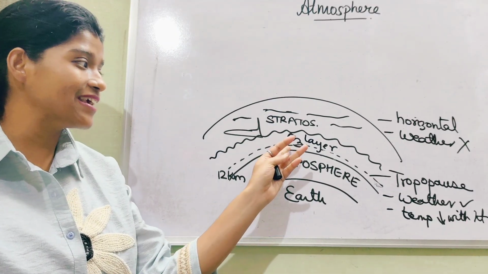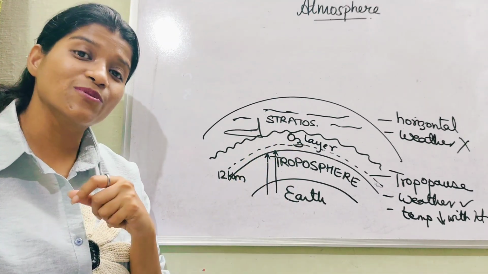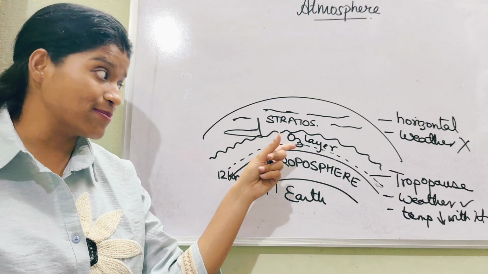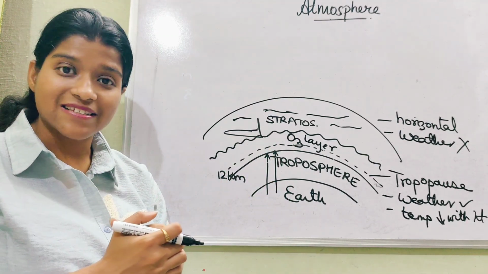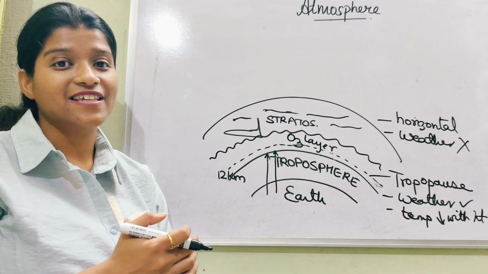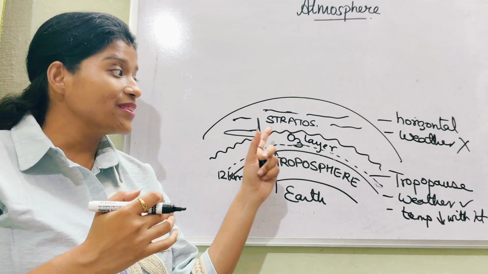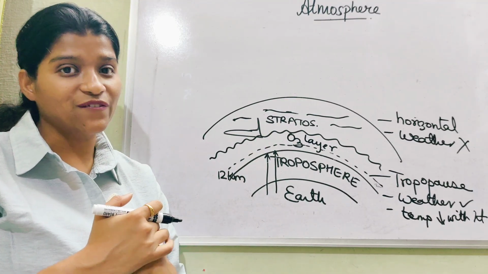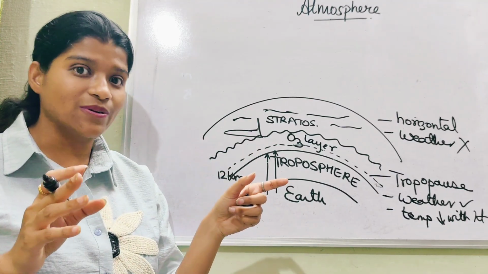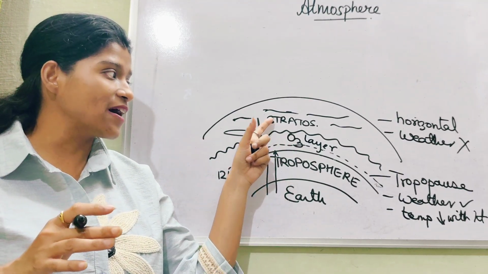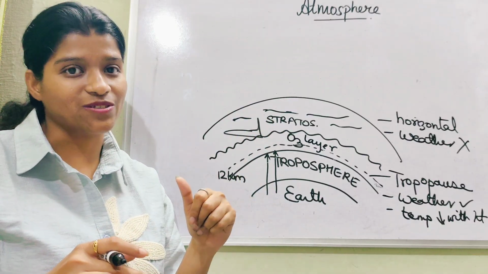This layer, the ozone layer, is a boon for humankind. In the absence of this layer, there would be several diseases like skin cancer and mutation of genes. So this layer is important for humankind. That's it about the ozone layer. So remember, the ozone layer is found in the stratosphere.